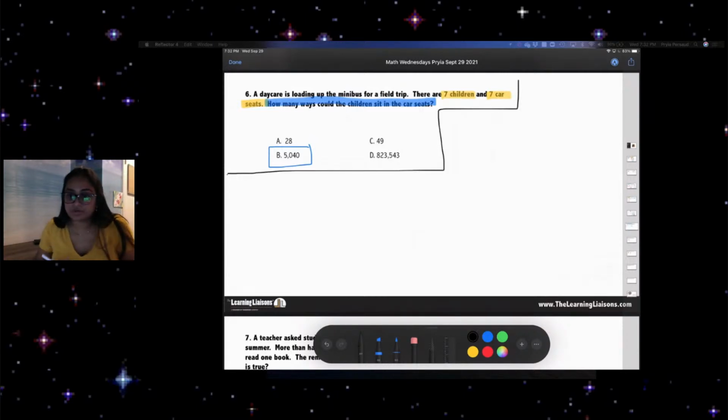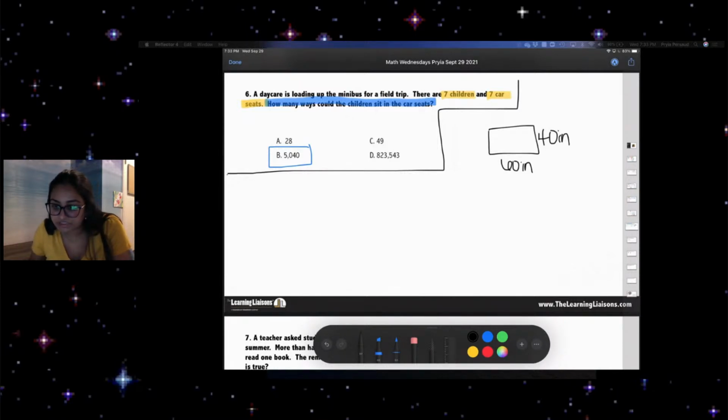Okay, so we have a piece of cardboard and it measures 60 inches by 40 inches. So let me just draw our cardboard, 40 inches, 60 inches. And it says, what is the maximum volume of the box that could be formed by cutting squares of equal size out of each corner of the cardboard? So the maximum volume. Then we have to round to the nearest whole number.